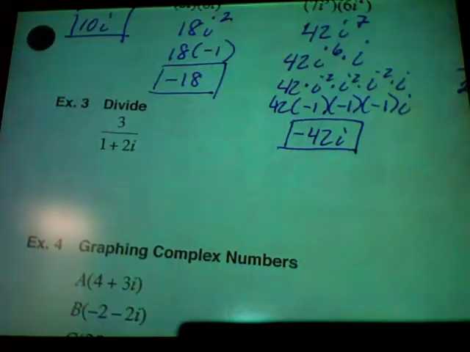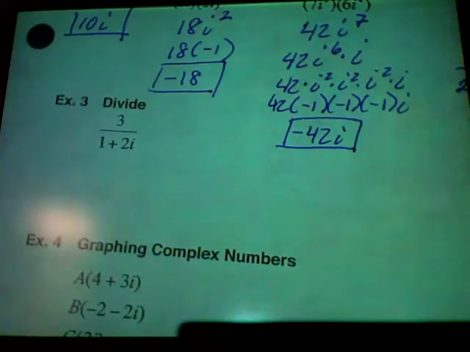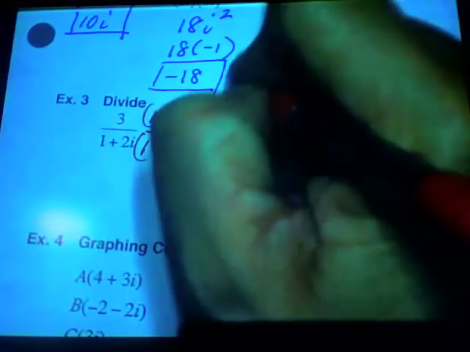What's the conjugate of just the denominator, remember? 1 minus 2i, so only the middle sign changes. So we're going to multiply top by 1 minus 2i and the bottom by 1 minus 2i. And you might want to write yourself a note, I'm going to put parentheses around this, that this is the conjugate.